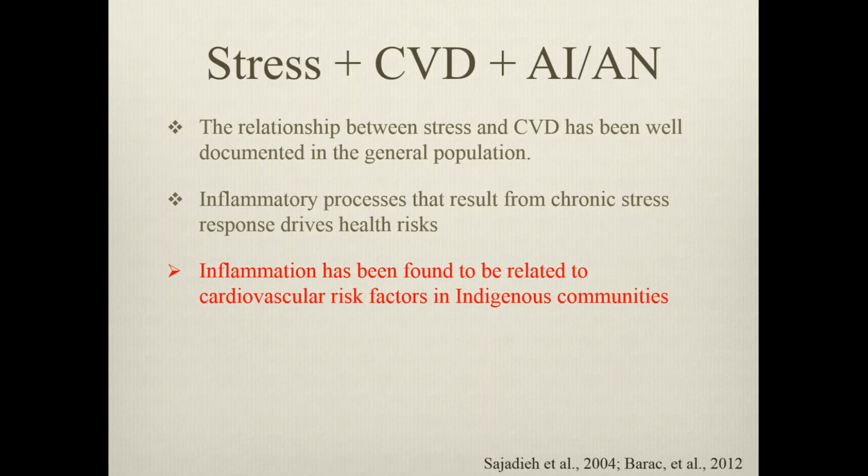So that was a little bit of a primer on stress and heart disease in the general population. So what do we know in the Native American population? One of those processes that we talked about was that process of inflammation that relates to heart disease. And there have been studies that have demonstrated that inflammation in Native populations is also related to cardiovascular disease.